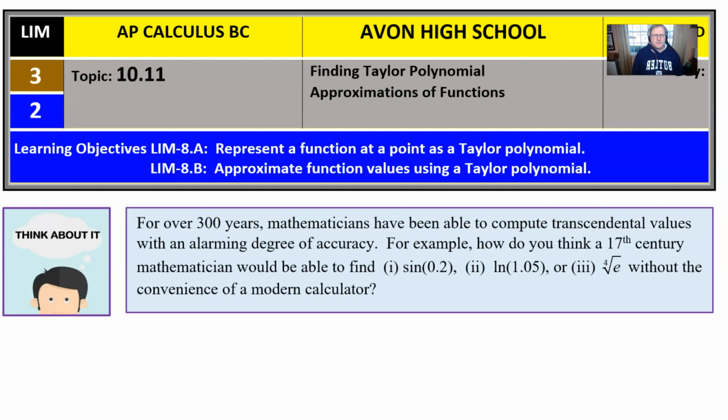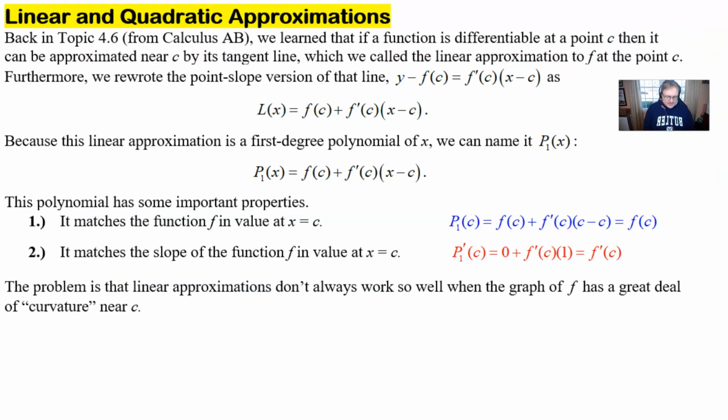Well, the way that they pulled it off is probably very similar to the way that your calculator can do it, because something has got to be able to tell your calculator how to compute the sine of 0.2 or the natural log of 1.05 or the fourth root of e. And so we're going to be studying those same techniques and find out what our founding fathers of mathematics did by pencil and paper. So where are we going to start?